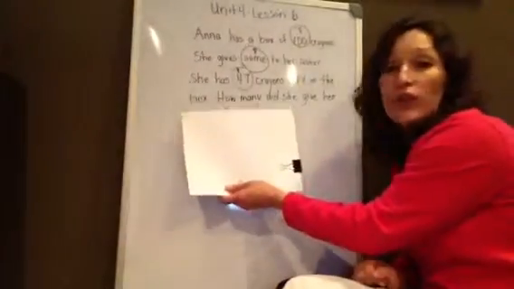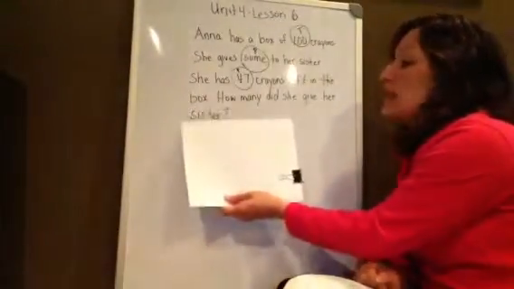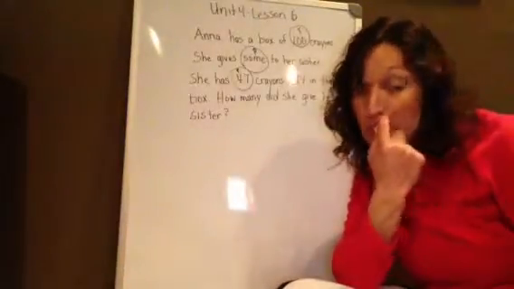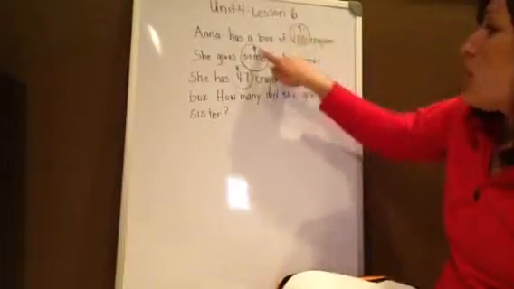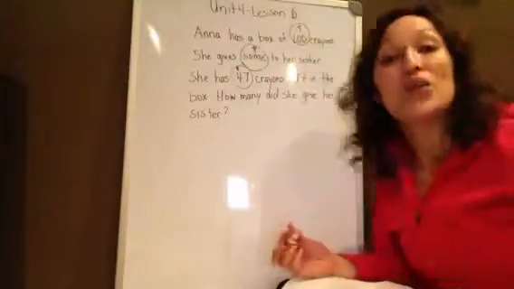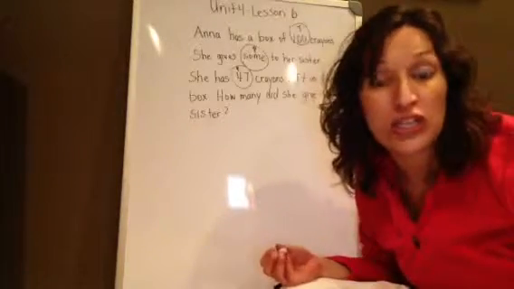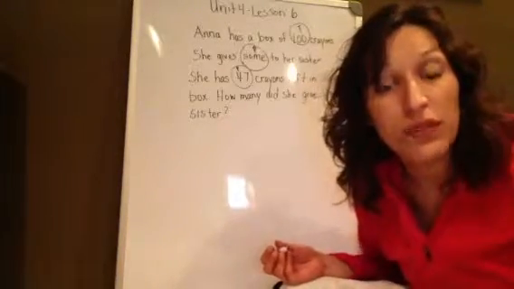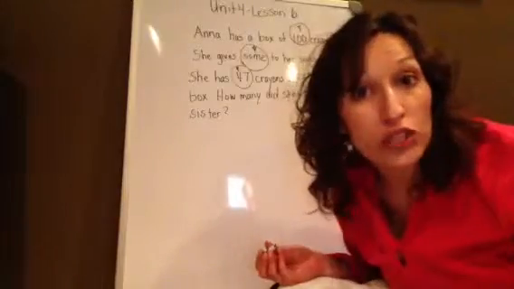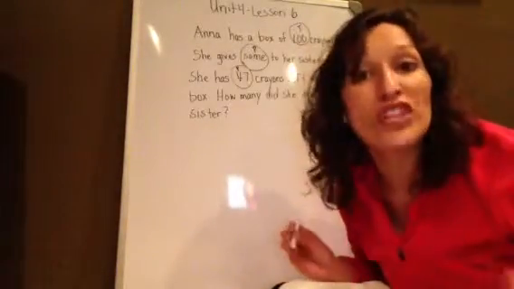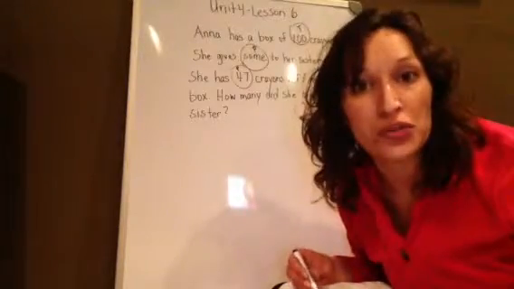Let's look at our question. How many did she give her sister? Okay, now I've got three different pieces to an equation. I've got a total, a part, and a part. I know exactly what I need to do now. I can use any of my problem-solving strategies. I can write an equation, or I can draw a picture, or I can make a math mountain. Whatever fits your brain is what you should do, okay?